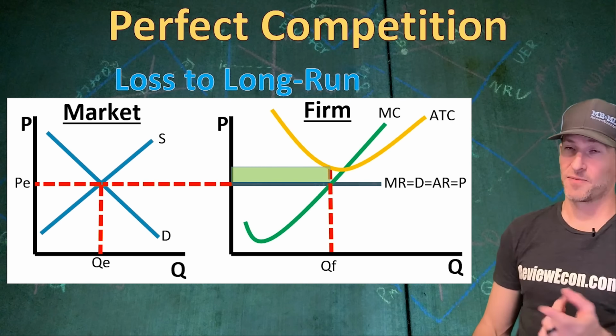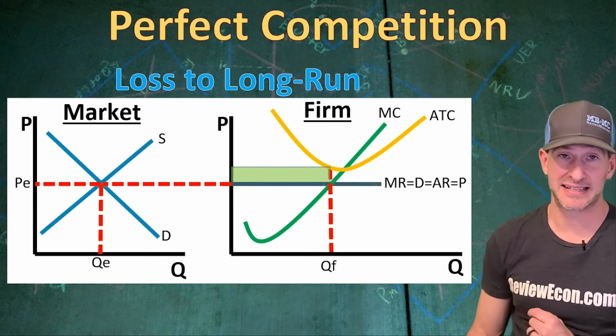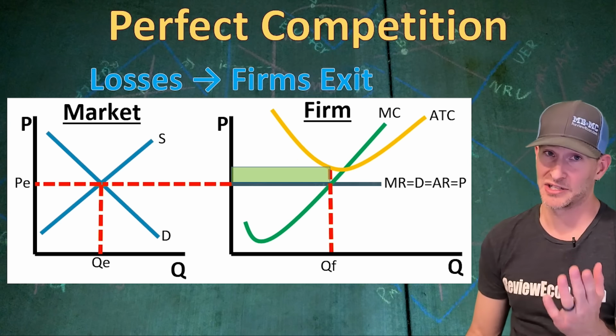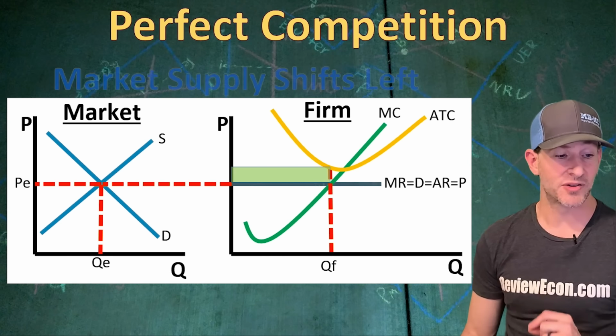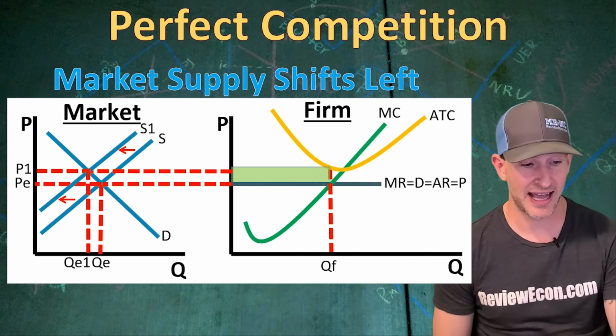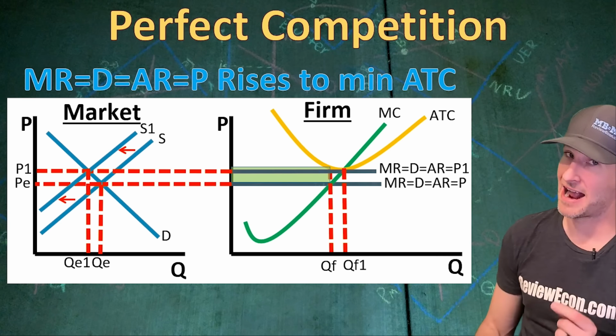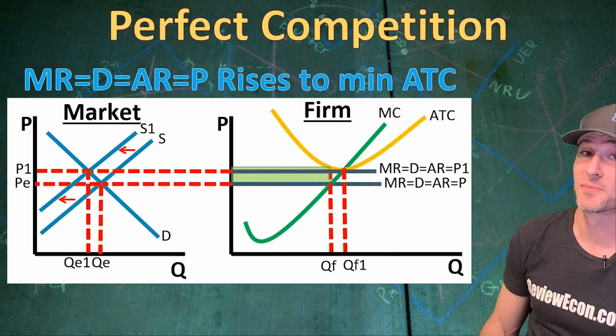If, on the other hand, the firm is earning economic losses because the ATC is a little higher there, then firms are going to exit the market as a result of those economic losses. That's going to shift the supply curve to the left, driving that price upward until it hits the bottom of that average total cost curve, and now the firm is breaking even.